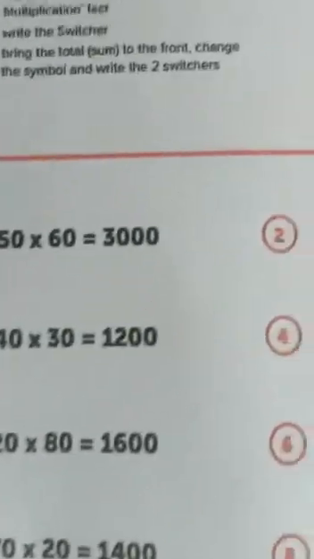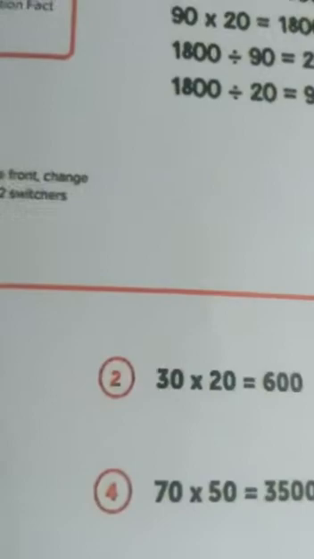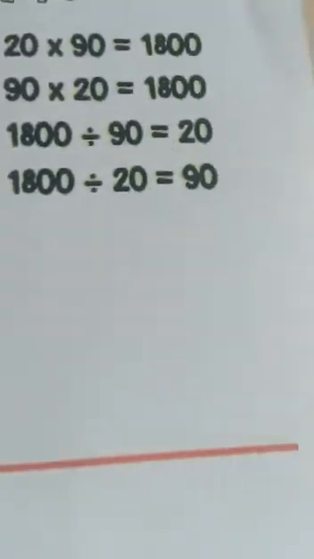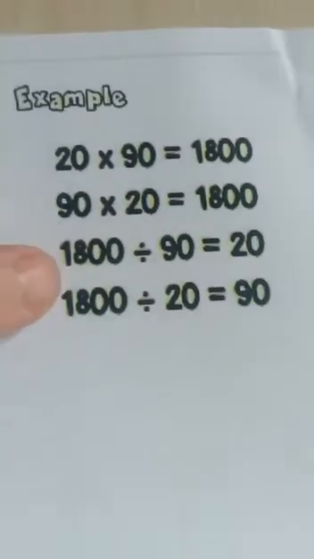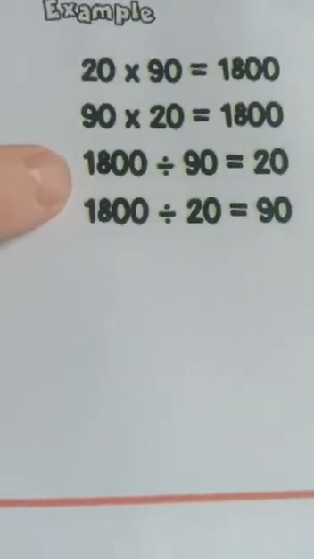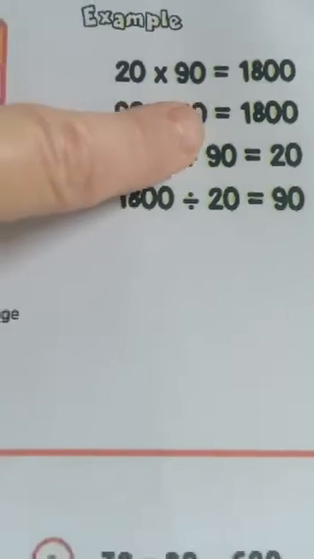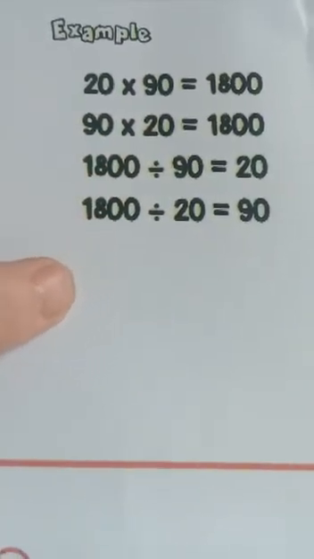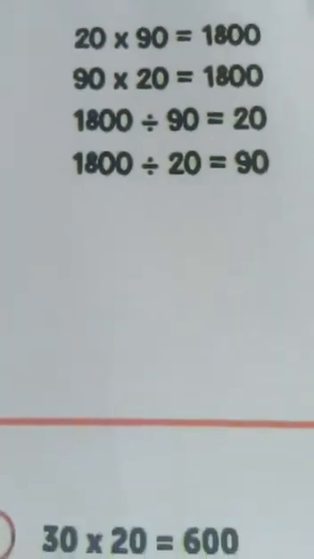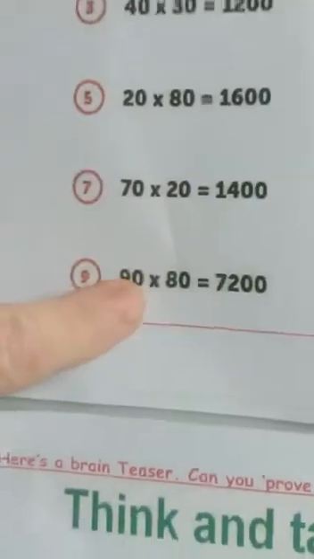Good luck. And then we've got further examples here. If you can copy the multiplication fact and then write the switcher, which is division. You see how they've switched the answer, the product, and started it with the division. And then you swap around the other digits. Okay, just check that you've got them in the right order. And then you can have a go at these 10 questions here.